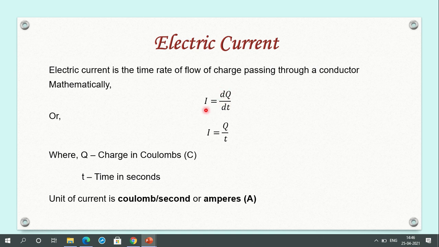That is what is meant by electric current. It is the rate of flow of charge. Charge flowing in a unit time interval.